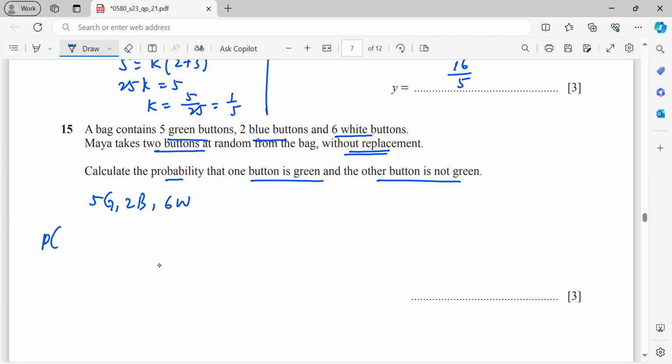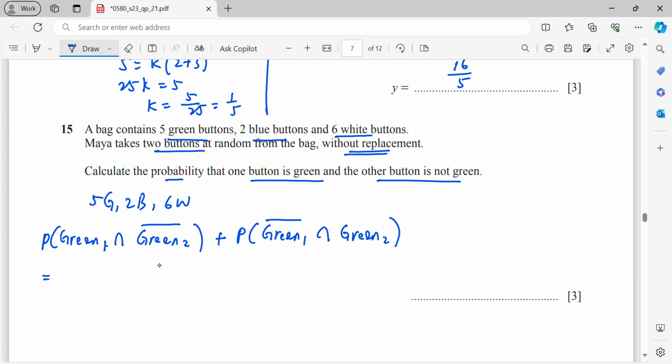So now P(1 button is green) is probably the first one green and the second one is not green, plus probably the first one is not green and the second one is green.